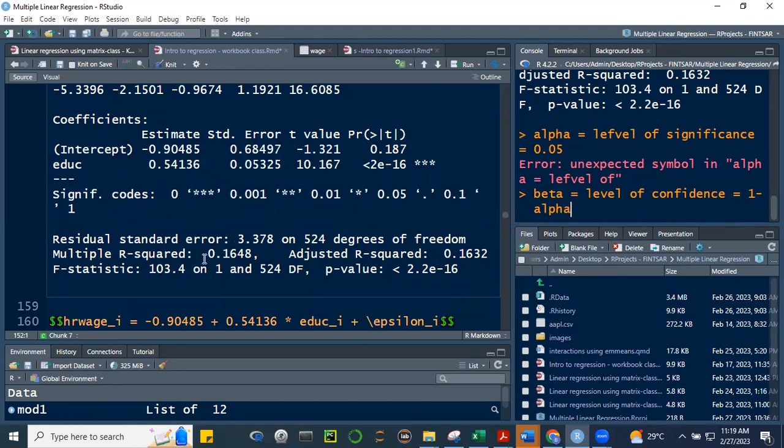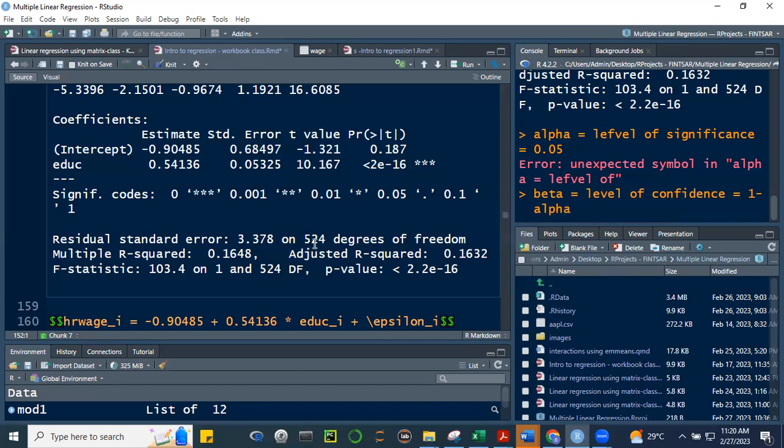The R squared. What does this tell us? 16.48% of the variability of your dependent variable, hourly wage, can be described by our model, ceteris paribus. Although here, ceteris paribus does not make sense because we only have one predictor.